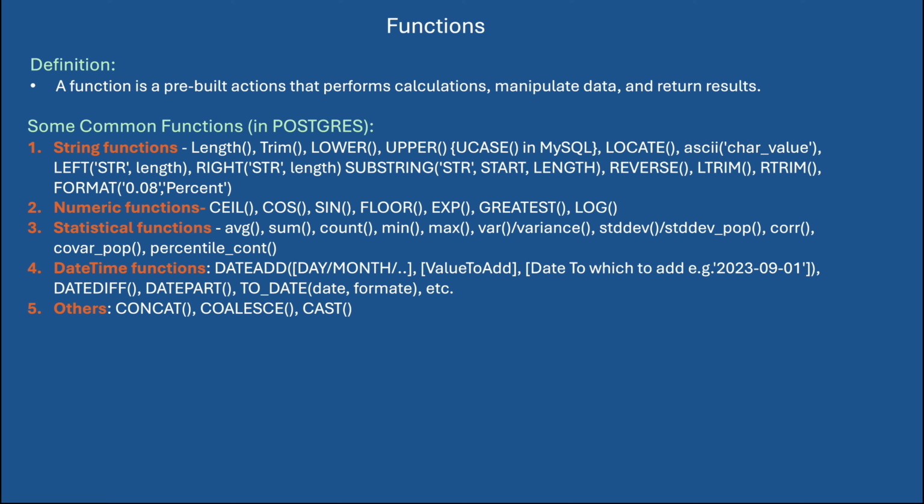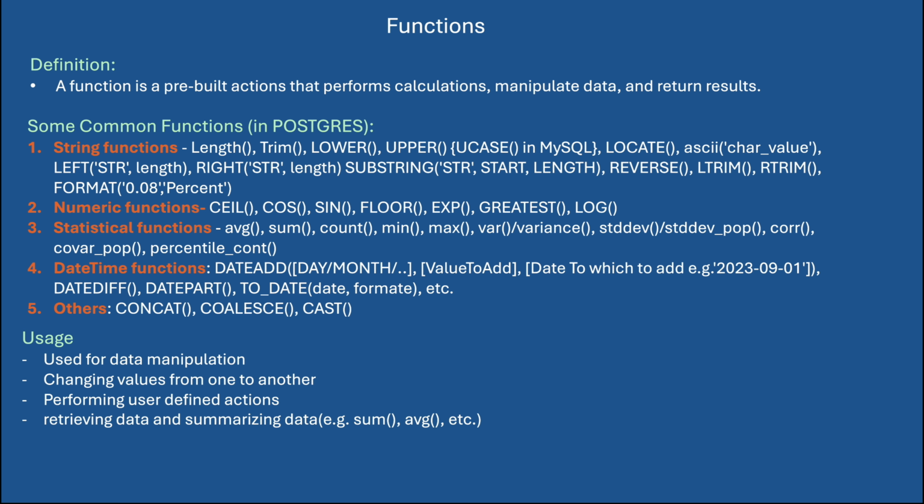Statistical functions such as average, sum, count, mean, max, variance, standard deviation, correlation, and covariance are also present, and percentile count is also present. Another important category is datetime functions, to add to a date, check the difference between dates, or convert to dates; those functions are also available. Other functions include concatenate to concatenate two values, coalesce to present another value in case of a null value, and cast to change one type to another in SQL.